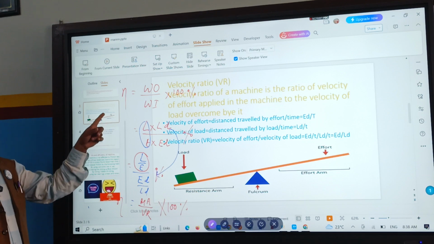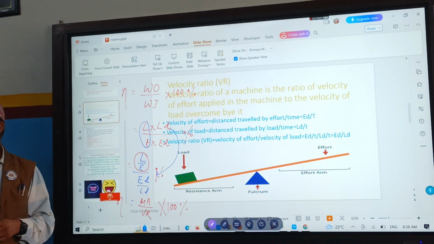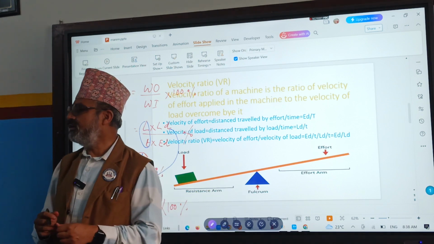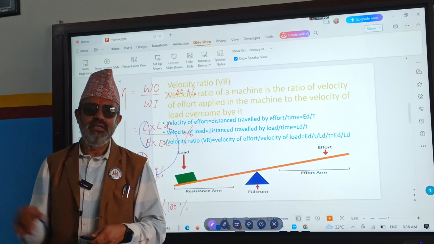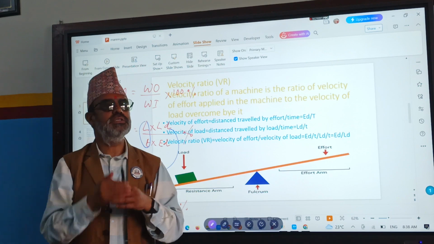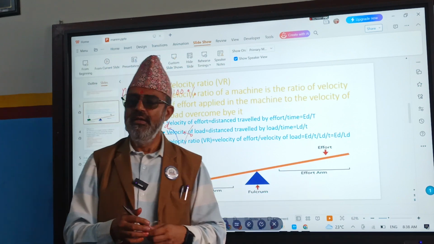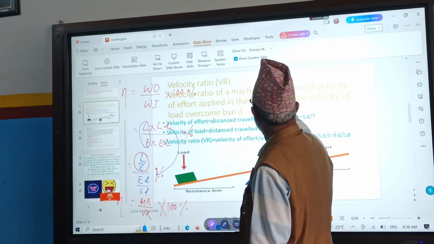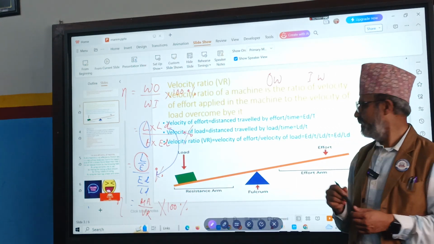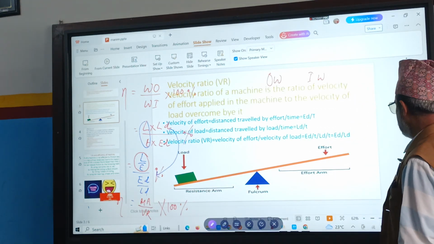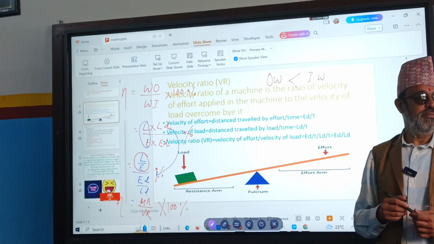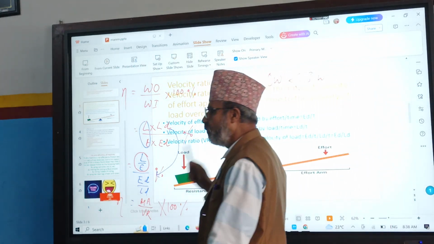So what is output work? L times LD, or the work done by the machine. And input work? The work done in the machine. Input means inside the machine. Output means which comes out. What do you think? Output work and input work, are they equal or unequal? What is your opinion? Output work is always less than input work. Why?